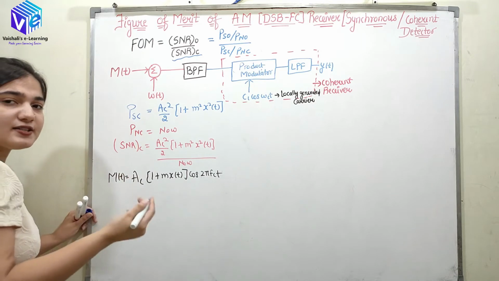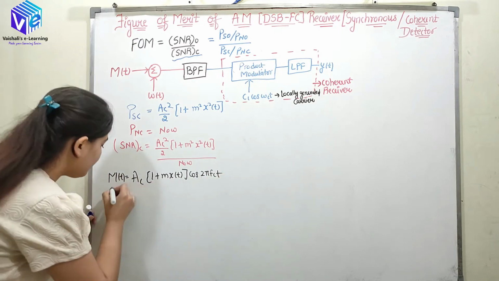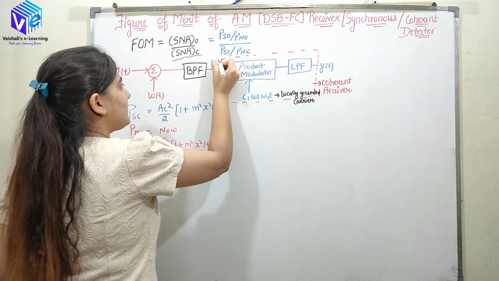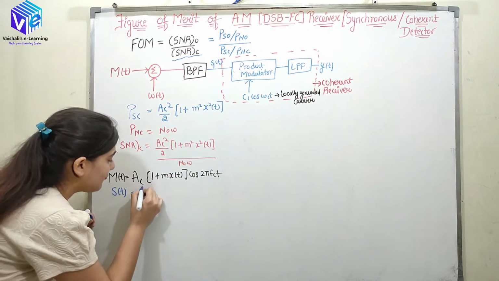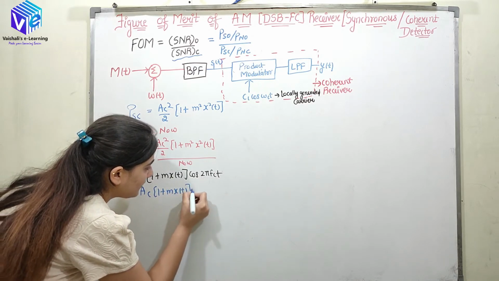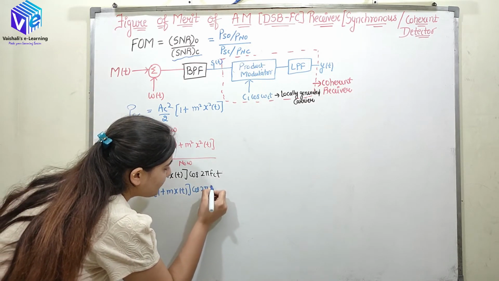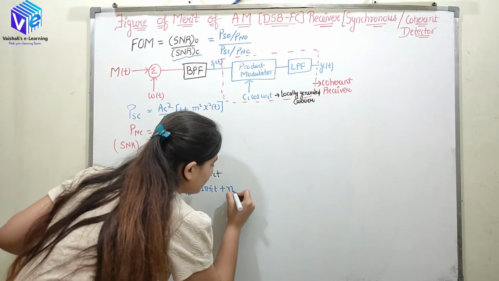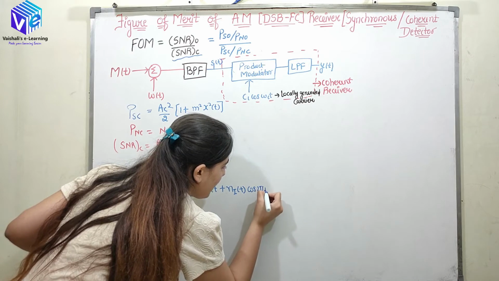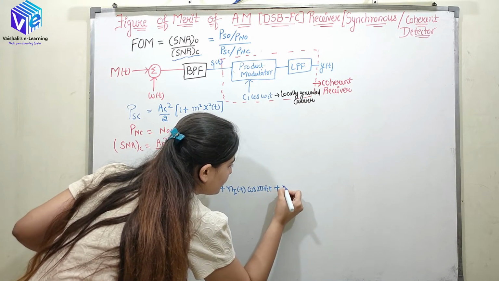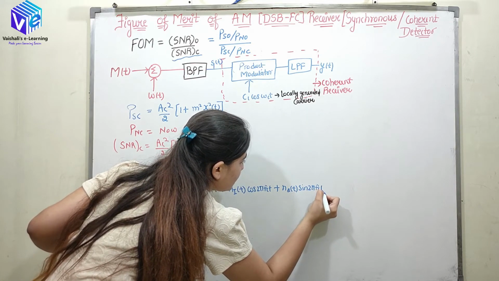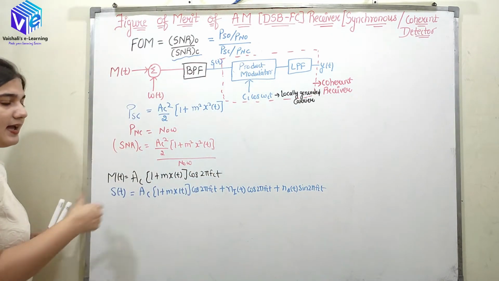So m(t) plus noise will be what we get at the receiver. Here, if I put this signal as s(t), then s(t) will be equal to Ac[1 + m(x(t))] cos 2πfct plus n_I(t) cos 2πfct plus n_Q(t) sin 2πfct. So this is my s(t).